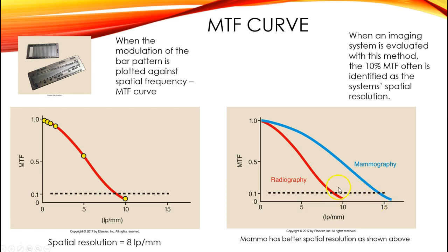Also, I want you to take away as well, if you pick any point on this resolution axis, say we're going to pick 2, go right about here. If you intersect this, notice mammography is always better. It's always higher. So the MTF number is always closer to 1 than it is compared to radiography. So mammography's MTF number is higher than radiography's number.